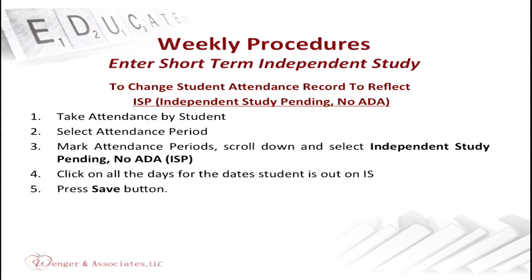So here what you'll do is take attendance by student. You'll select the attendance period that's applicable. Like in November, I would go to November for that attendance period. And then I'd find those dates that I just entered through the program attendance set. I'm going to scroll down and mark the attendance as ISP, Independent Study Pending. What that does is state that you've got them on a contract. The work hasn't been evaluated by the teacher, but we're not going to claim ADA for that. It's an excused absence, but we're not generating ADA for it. Then you click the save button once you enter it for all of the dates.